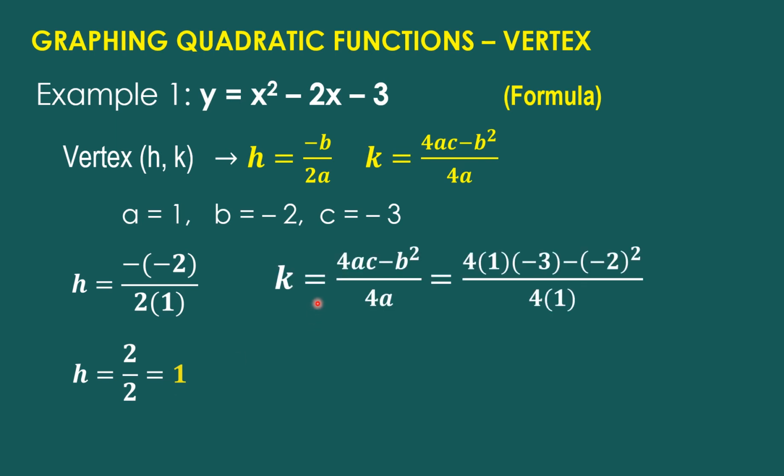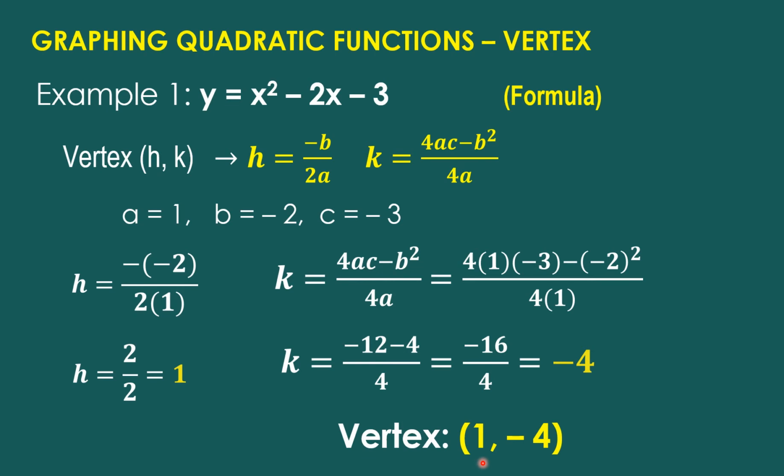Now, let us have k. When we substitute the values of a, b, and c, we'll have 4 times 1 times -3 minus -2 squared all over 4 times 1. Simplify, we have -12 minus 4 all over 4. -12 minus 4 is -16 over 4, which will give you -4. That means the value of k is -4, and the vertex now is at 1, -4.